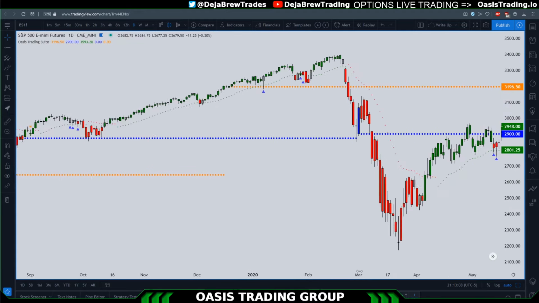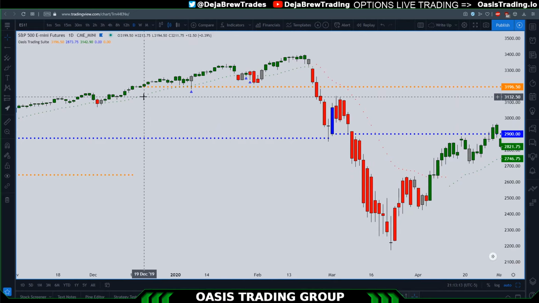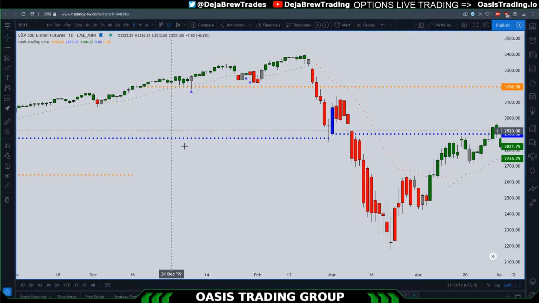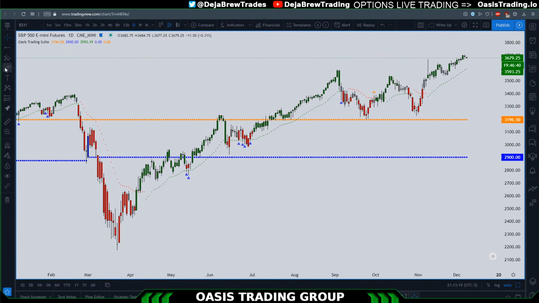And you can see that even if you extend these pivots for a very long time, like this pivot was created in December of 2019, and then if we zoom out, it didn't really respect it to a T right here, but it did show you some resistance.